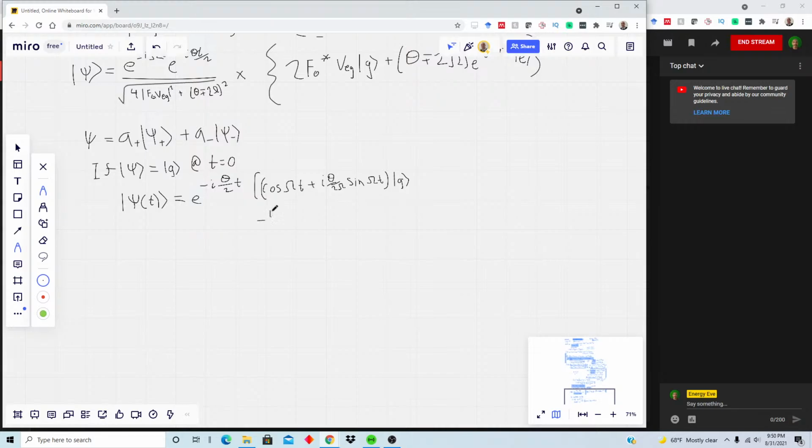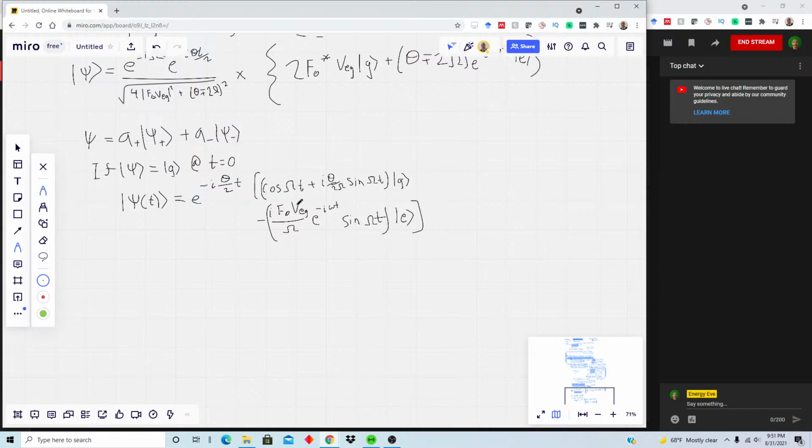And then for the excited term, this is pretty interesting to see. If time equals 0, this is 0, this is 0. Sine of something that is 0 is equal to 0, so this term would be 0 as well.